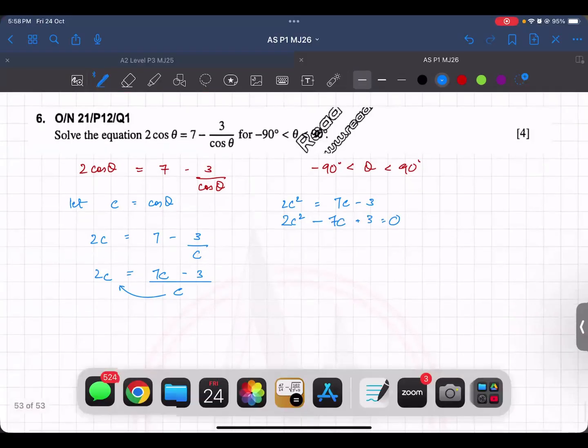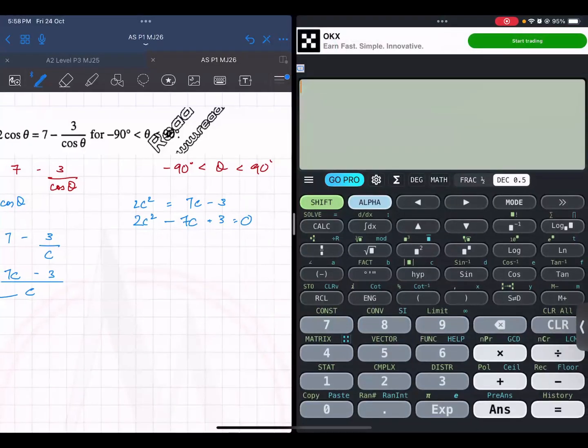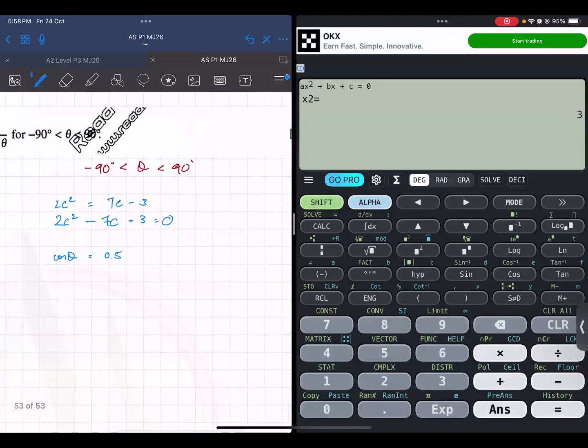Now this is a quadratic equation, a disguised quadratic. So you will solve it the usual way, the quadratic equation, minus 7 plus 3. So one of the solutions for cos theta is 0.5 and the other one is 3. Now you will find alpha for both of them. So cos inverse of 0.5 and cos inverse of 3. You won't get any solution for the second one.